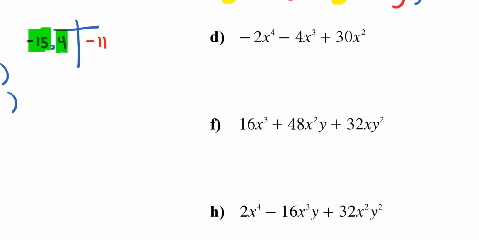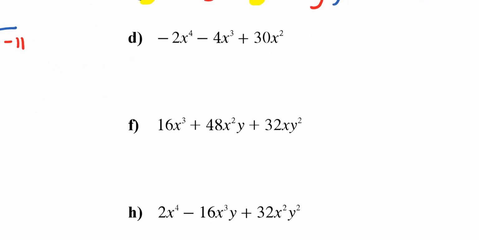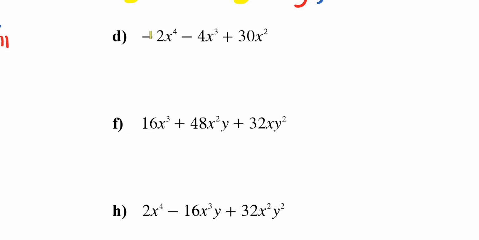Okay, let's move on to letter D. Letter D is probably one of the harder ones because you need to factor out the negative 2. And then also look at the variables. What's the maximum number of variables that you can remove? Well, here's an x to the 4, here's an x cubed, and here's an x squared. So the maximum number of x's that you can remove is actually x squared, the lowest power, right? So what you're factoring out of this one is a negative 2x squared.